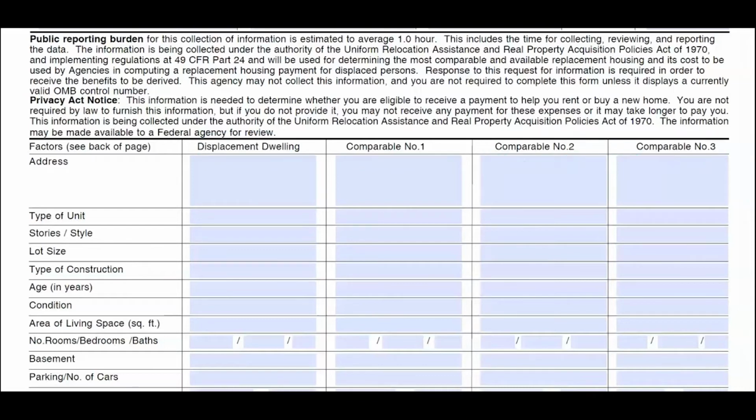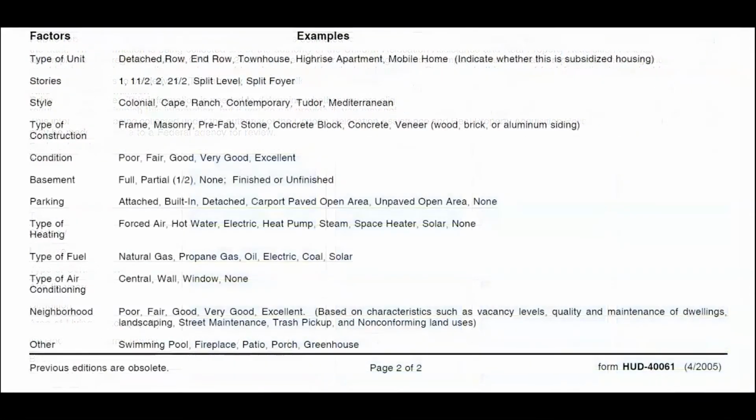The first column, factors, lists the different housing characteristics that are important to find a comparable unit for the displaced household. On the second page, there is more information listed with examples of how to describe each housing factor. For example, in the first factor, type of unit, it lists several examples of types of units that could be found, such as detached, row, end row, townhouse, high-rise apartment, mobile home, and to indicate whether this is subsidized housing.